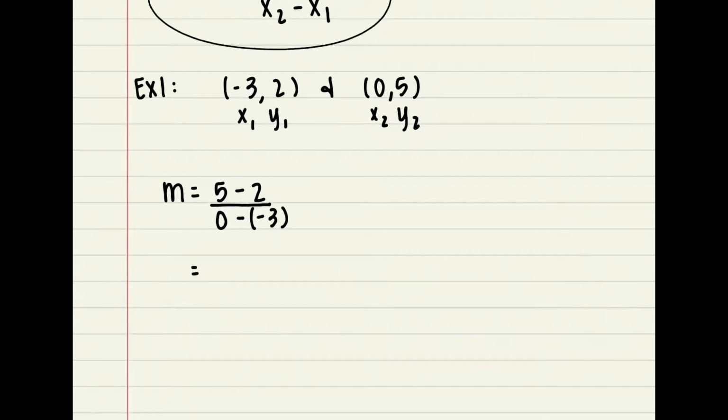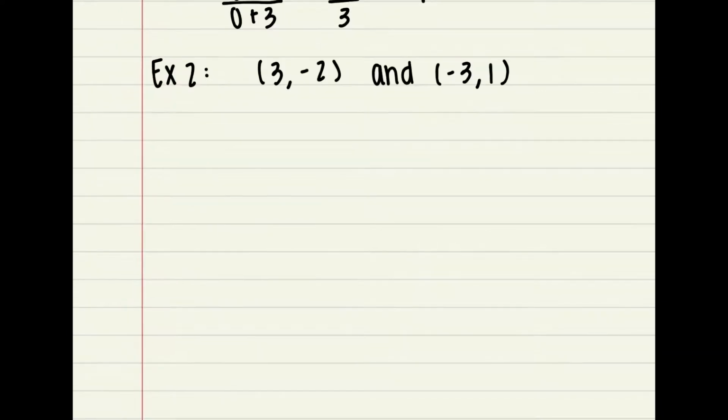Now I'm not going to simplify just yet. I still have 5 minus 2 on the top, but instead of 0 minus a -3, that translates to 0 plus 3. Now we can go ahead and simplify these numbers. So 5 minus 2 gives me 3, 0 plus 3 is just 3, and we reduce. 3 divided by 3 gives me 1, so I know my slope between these 2 points is 1.